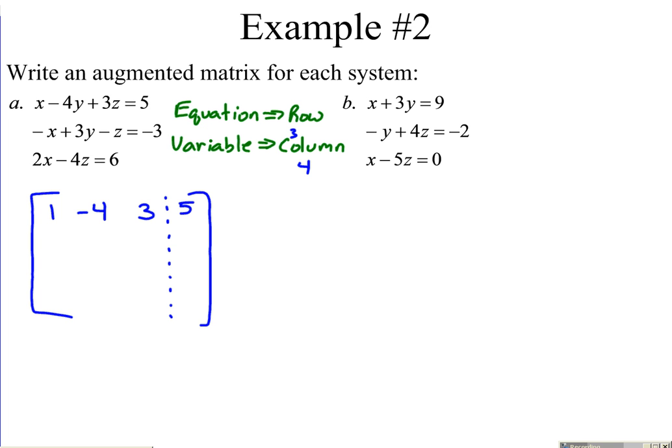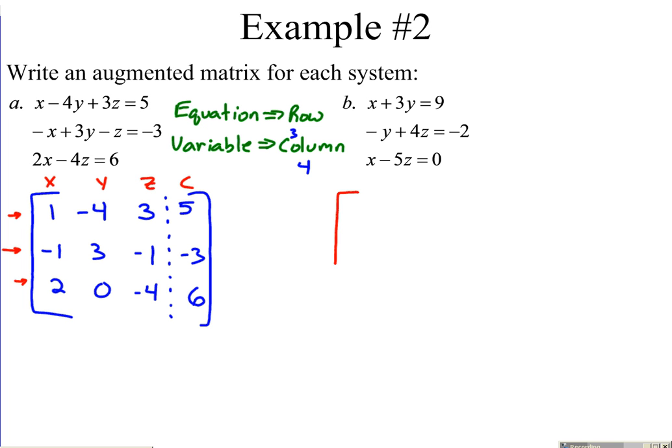Second equation is the second row. So -1, 3, -1, -3. Third equation, 2, 0 because there is no y, -4, and 6. So as I look at this matrix, here's equation 1, here's equation 2, here's equation 3. We have an x column, a y column, a z column, and a constant column going up and down.